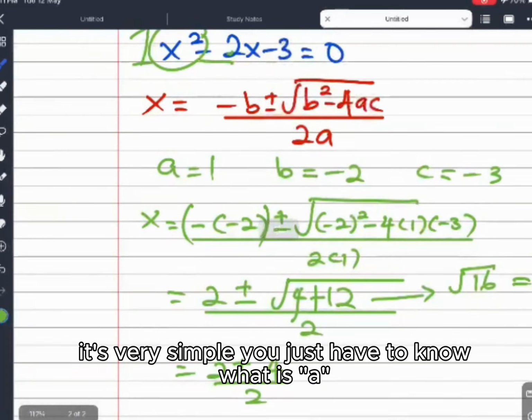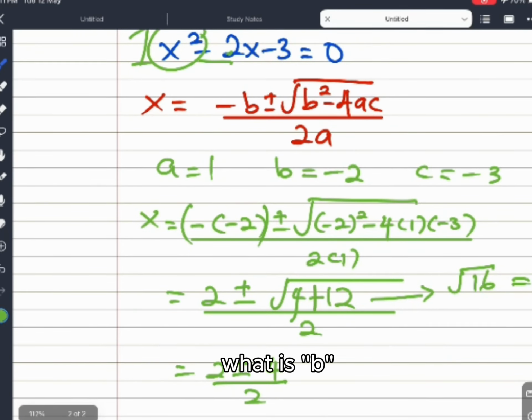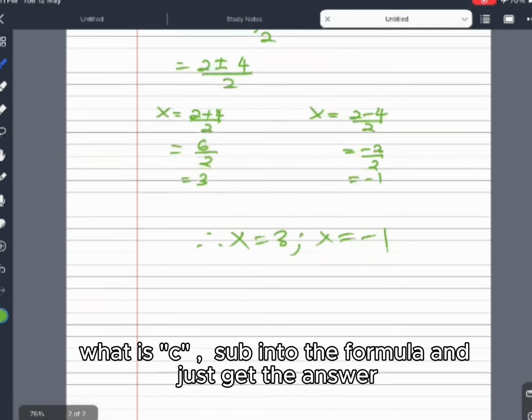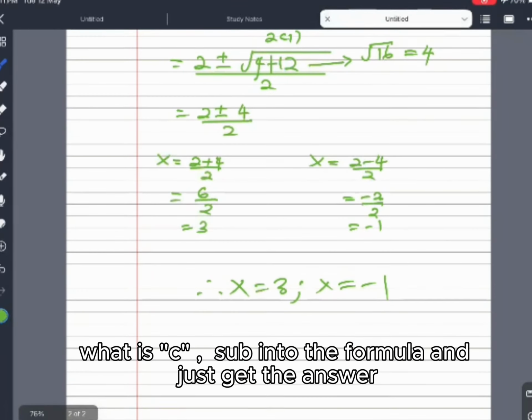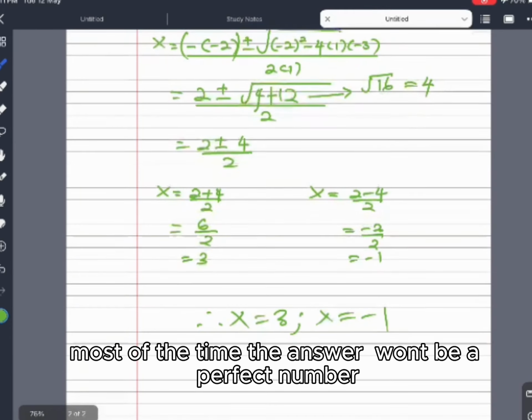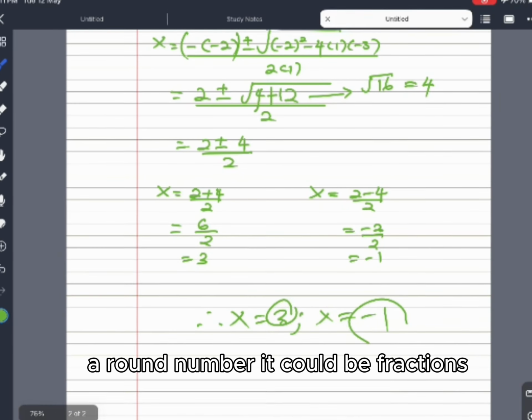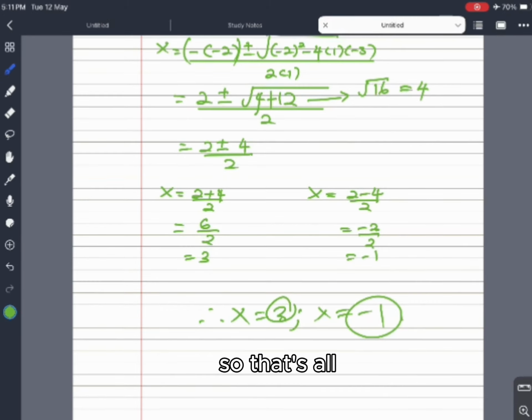It's very simple. You just have to know what is a, what is b, what is c, substitute into the formula, and just get the answer. Most of the time, the answer won't be a perfect number, a round number. It could be fractions, it could be decimal places. So that's all.